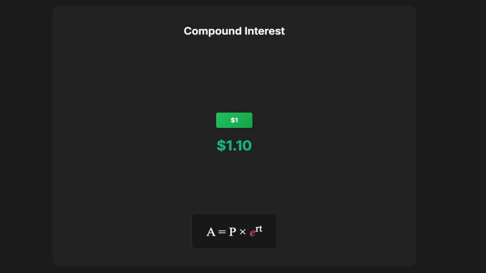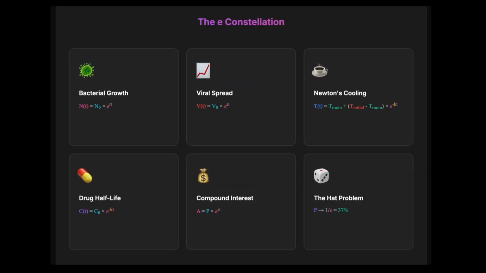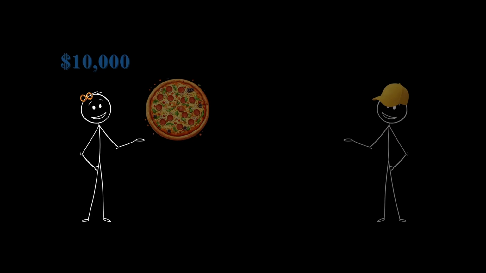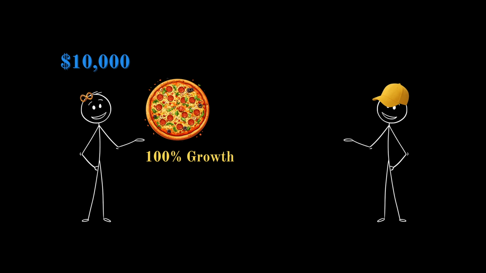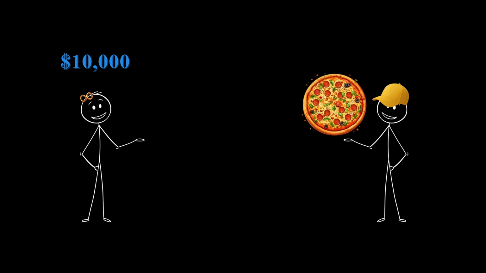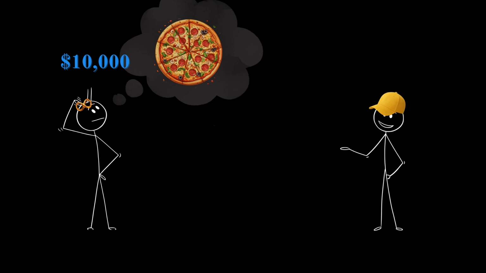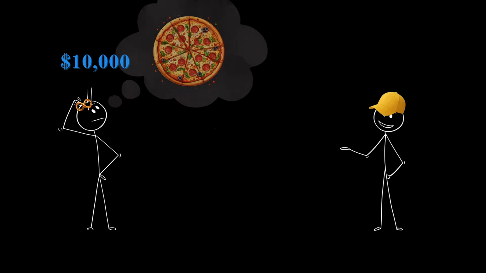But here's the thing. This ceiling doesn't just show up in bank accounts. It shows up everywhere. And once you see it, you can't unsee it. Think of it like this. You have 100% growth to hand out, like a whole pizza. Give it all at once, you double your money. Simple. $10,000 becomes $20,000. But what if you slice that pizza into 12 pieces and serve them one at a time?